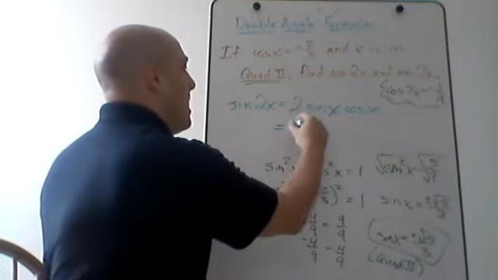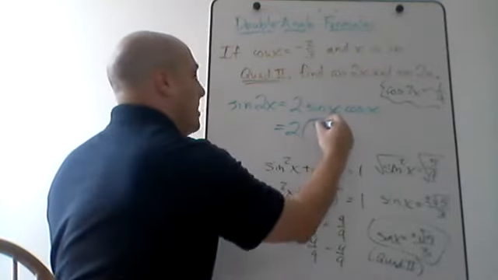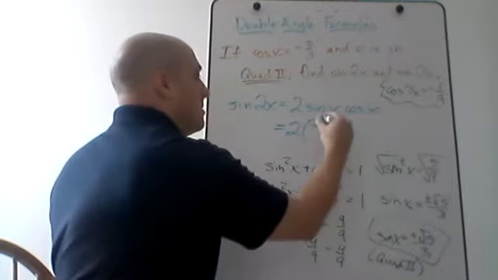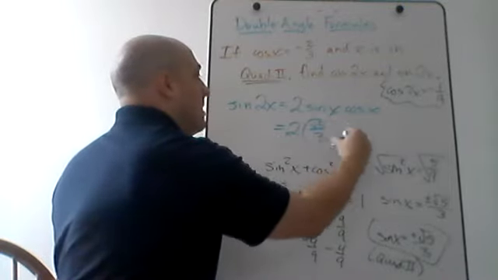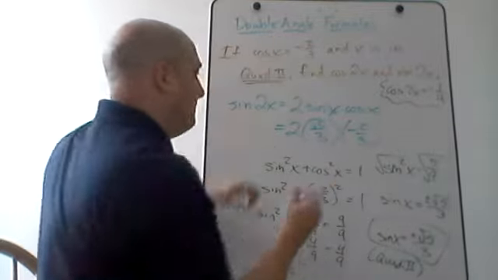So sine of 2x is 2 times sine of x, which is the square root of 5 over 3, which I just wrote the square root of 3 there. All right, so it's the square root of 5 over 3 times cosine x, which is negative 2/3.